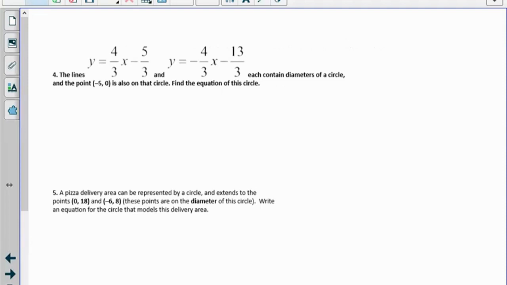The lines y equals 4/3 x minus 5/3 and y equals negative 4/3 x minus 13/3 each contain diameters of a circle, and the point negative 5, 0 is also on that circle. Find the equation of this circle.